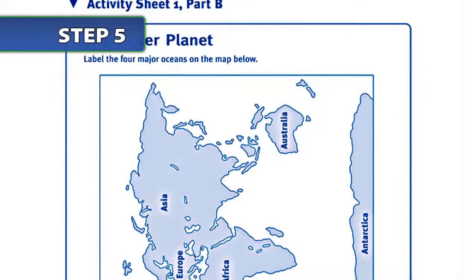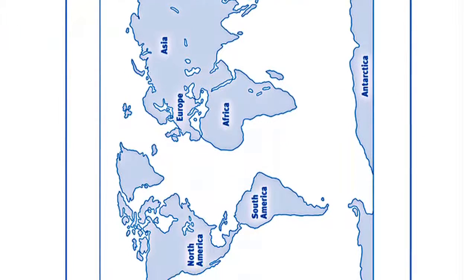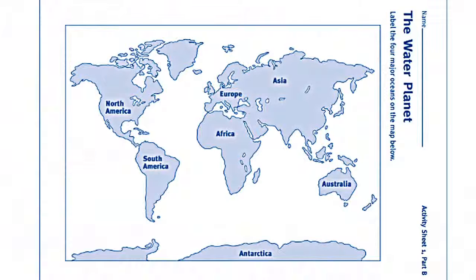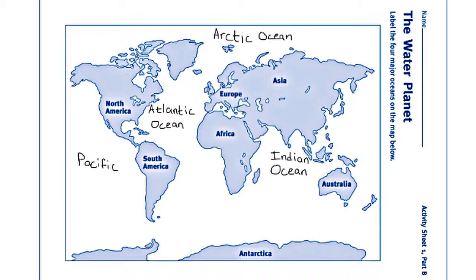Distribute Activity Sheet 1, Part B, and allow students time to examine the globe again. Then find and read the names of the 4 major oceans and have students label their maps.